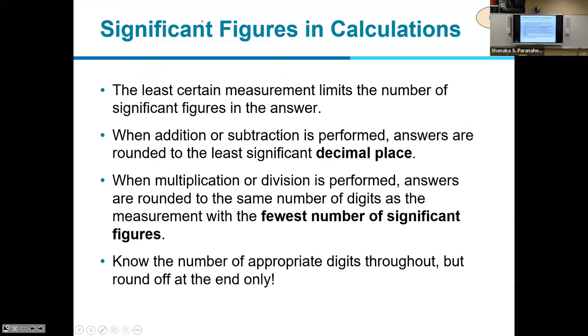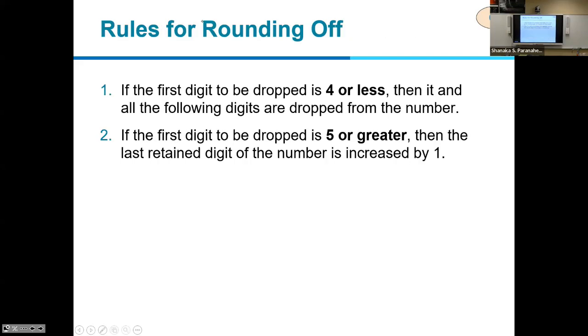The least certain measurement limits the number of significant figures in the answer. When addition or subtraction is performed, answers are rounded to the least significant decimal place. When multiplication or division is performed, answers are rounded to the same number of digits as the measurement with the fewest number of significant figures. Keep the appropriate digits but round off all at the end. So you can have all the numbers and do the calculation and round off your final answer to the appropriate number of significant digits.